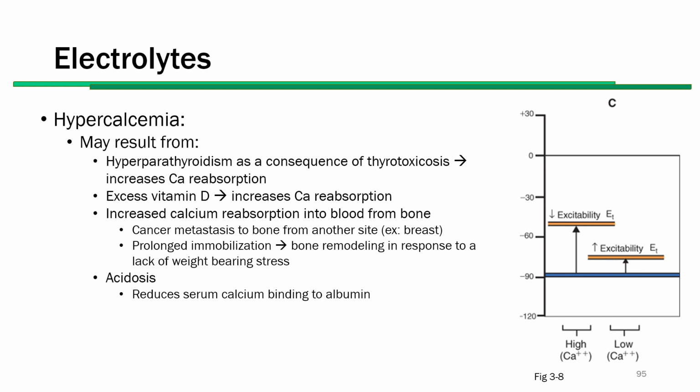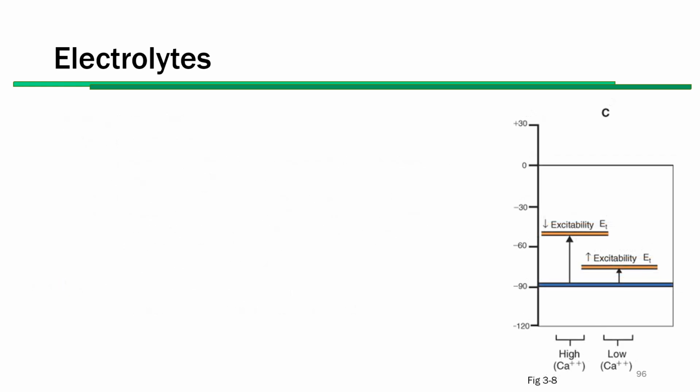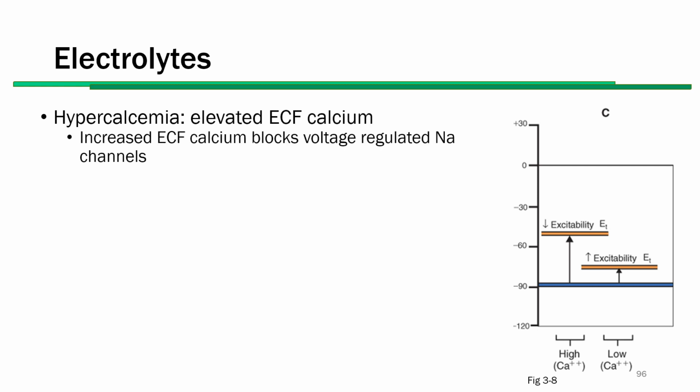Acidosis reduces serum binding to calcium. Remember that when hydrogen goes up in the extracellular fluid, so does potassium, and so does calcium ionization. So it reduces the binding to albumin, so we get increased ionized calcium levels. Hypercalcemia will elevate the extracellular fluid calcium.